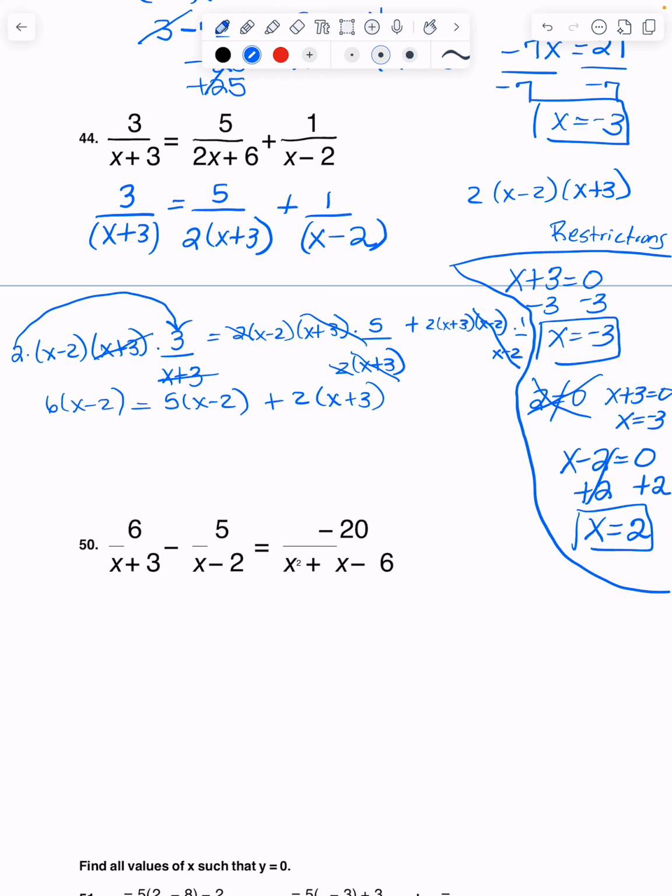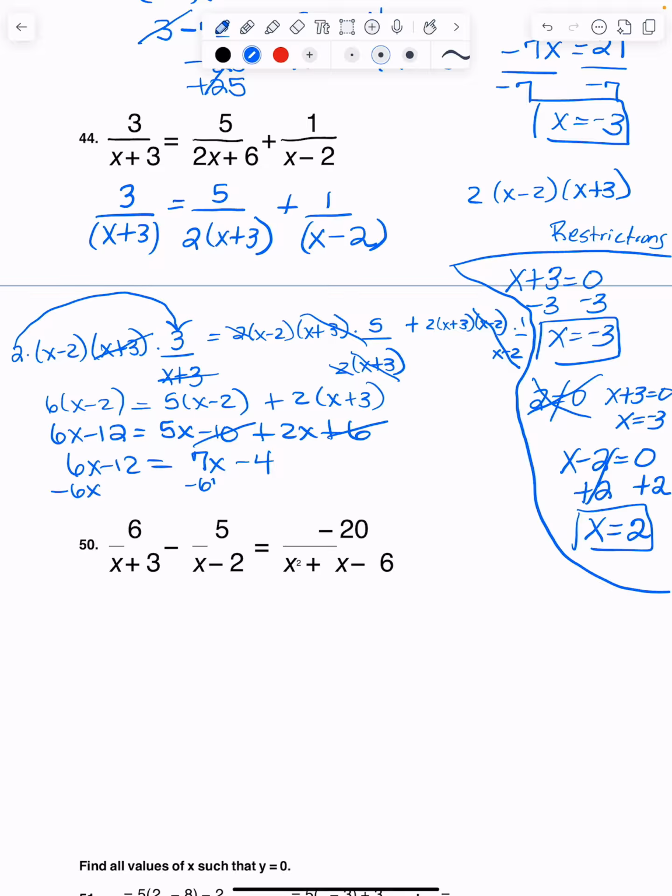So just taking it step by step, I'm going to go through and distribute. Combine like terms. So 5x and 2x, we get 7x. Negative 10 and a positive 6, we get negative 4. To keep my variable positive, and I don't have to do that, but I'm going to move the 6x over to the other side.